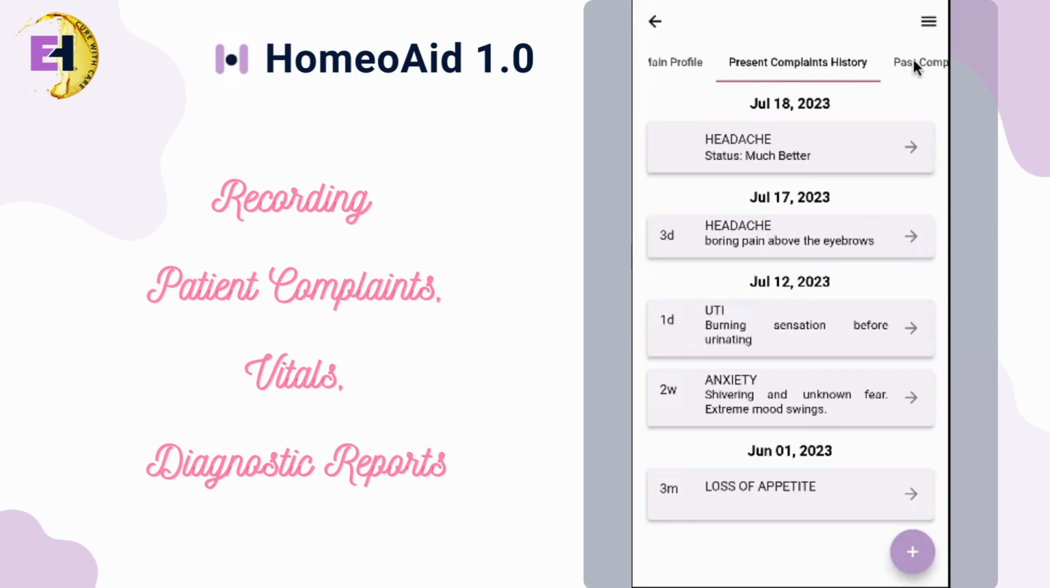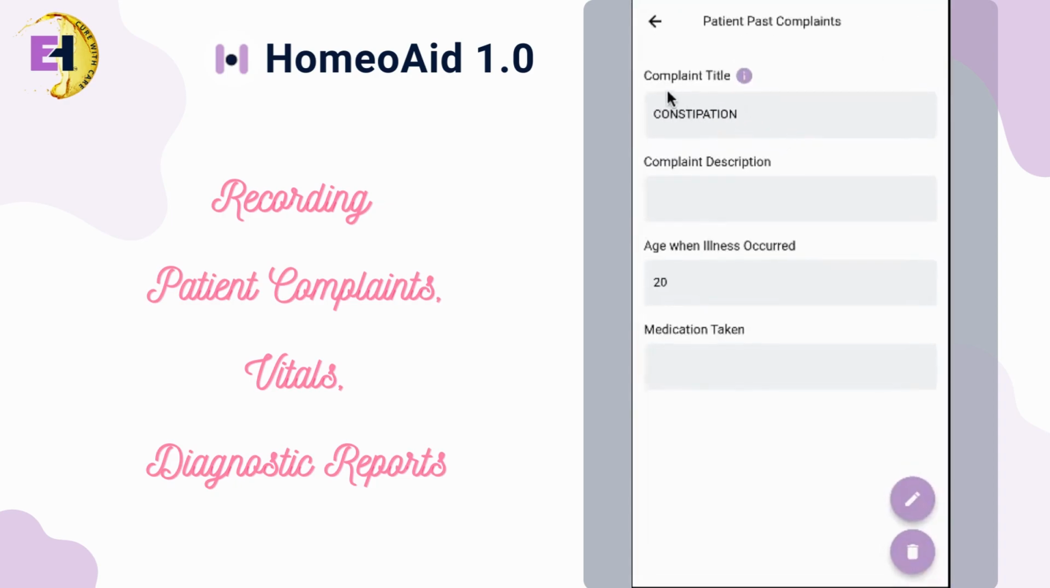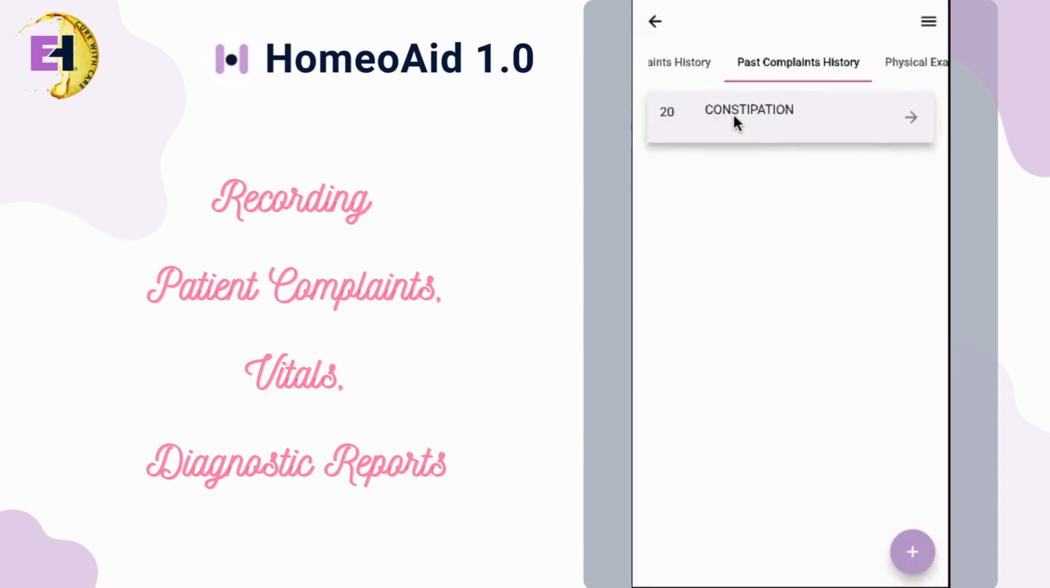Now let us go to past complaints. Past complaints is about recording complaints that occurred in the past but is no longer an issue right now. Here you could see the past complaint of constipation, and you could write a description here, and this is the age when this particular complaint occurred for the patient. Similarly, you have an edit and a delete icon here. So this is constipation that occurred when the patient was 20 years old. So that's about past complaints.